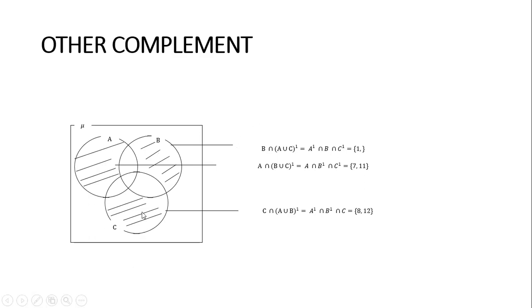Also, the element found in C alone is C intersection (A union B) complement. Using De Morgan's law, A and B carry the complement, and the sign will change to intersection. So A complement intersection B complement intersection C, and the element found there is 10.